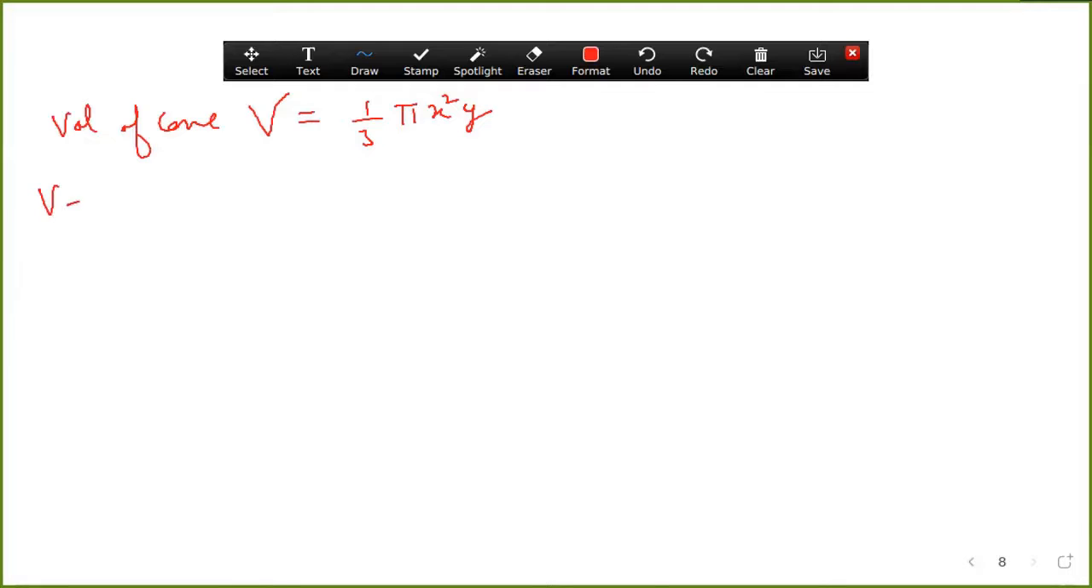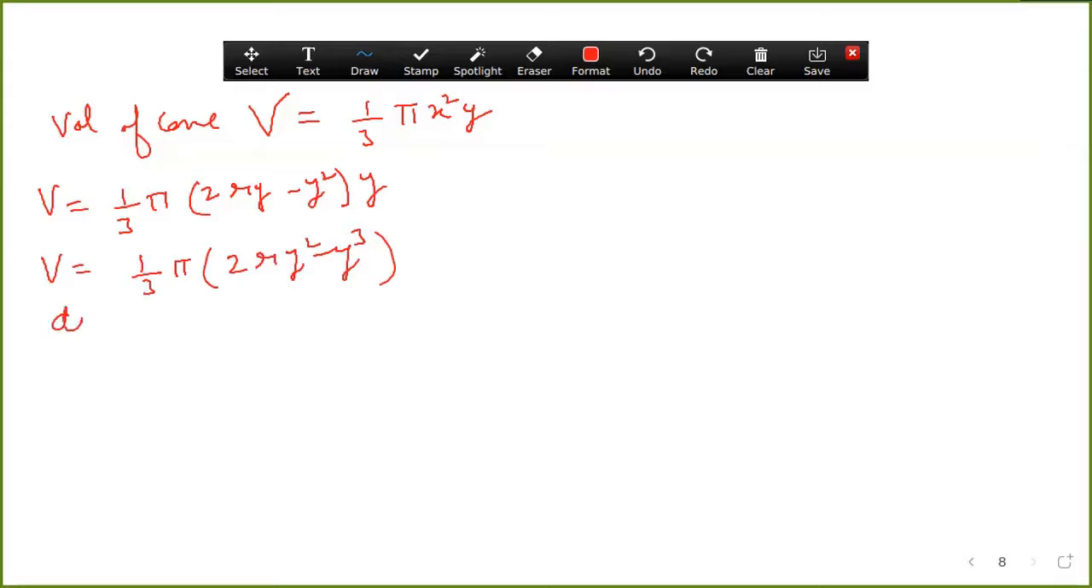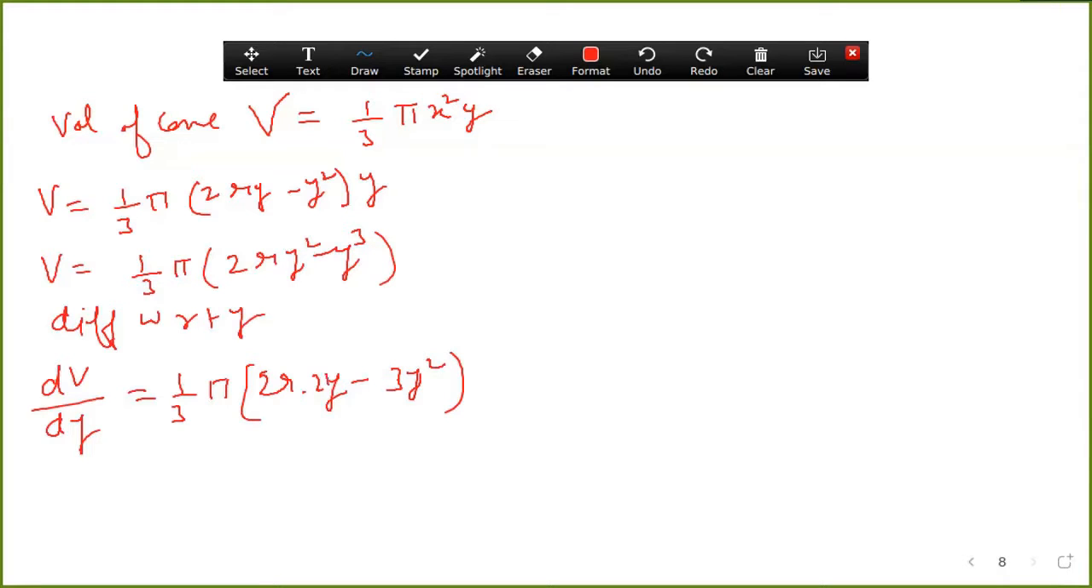Now we have the value of x square, so put the value of x square from the previous step: 2ry minus y square, into y. Now if you multiply by y, we get 2r y square minus y cube. Now differentiate with respect to y. dV upon dy is equal to 1/3 pi into 2r times 2y minus 3y square, that is 1/3 pi into 4ry minus 3y square.